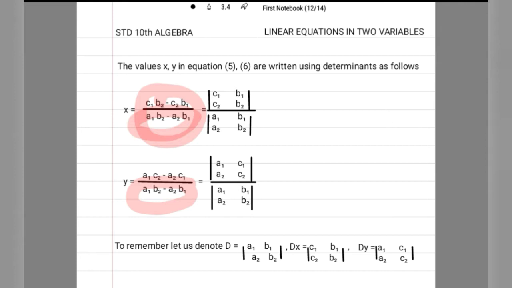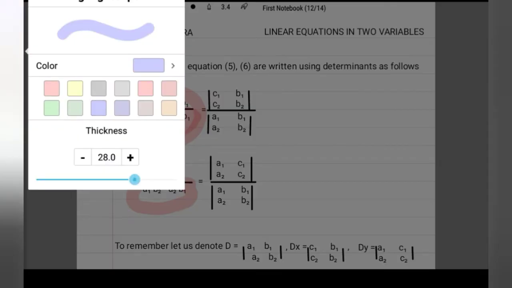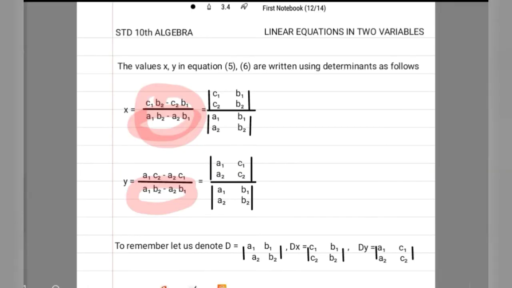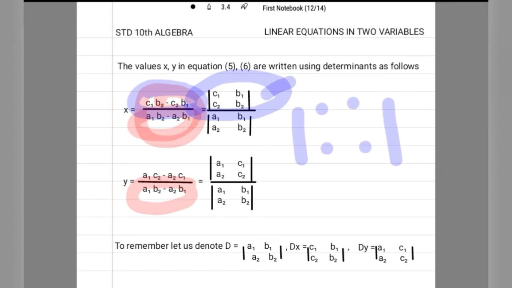Okay, now further we get this value, that is c1 b2 minus c2 b1. We can write it in the form of a determinant, like this is called the determinant: two lines, and in between we write the coefficients, solve that determinant and get the values. Okay, and these are the two different determinants.